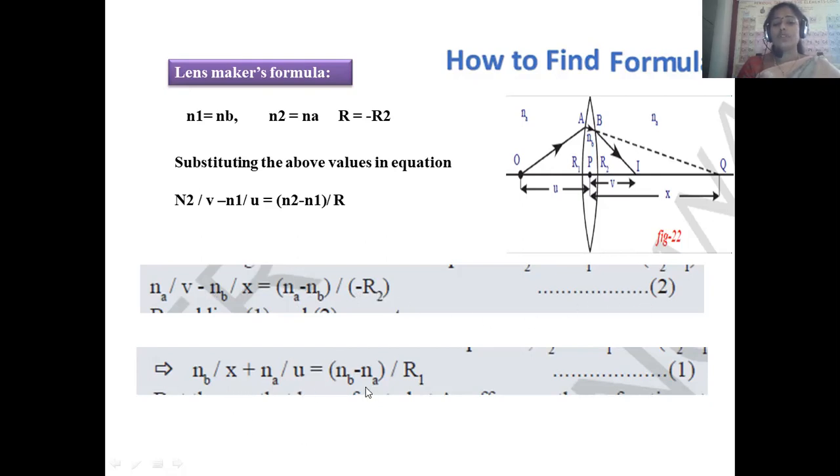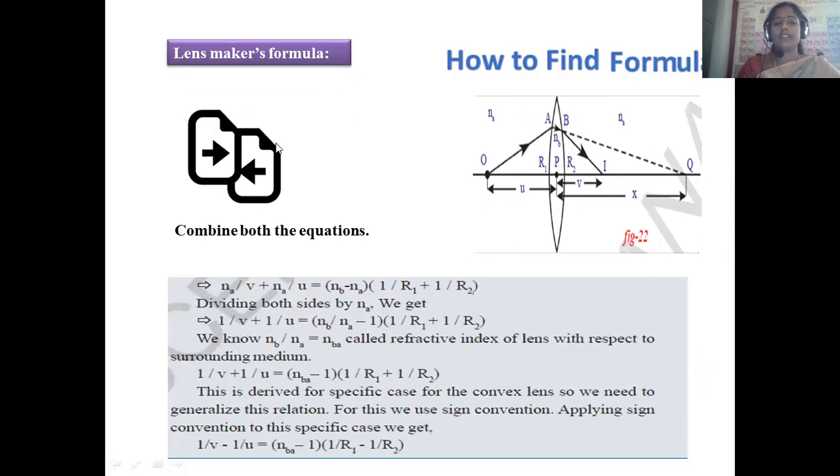Already we got the equation for the convex lens, that is NB by X plus NA by U is equal to NB minus NA by R1. We are going to combine these two equations now. Equation 1 and equation 2 both are going to be combined. This is the symbol used to denote the combination of both equations. And this is the ray diagram corresponding to the lens maker's formula derivation.